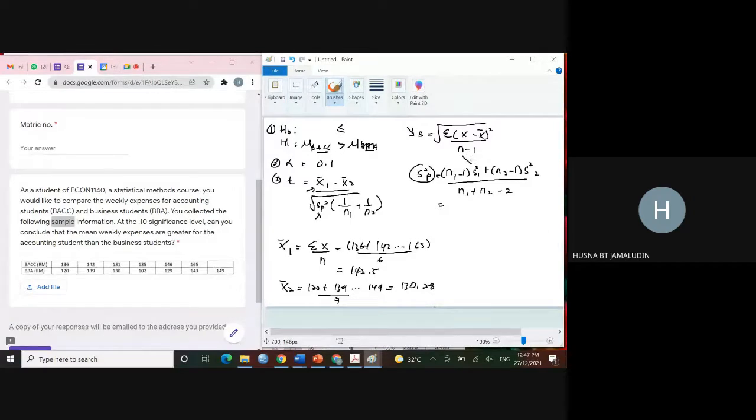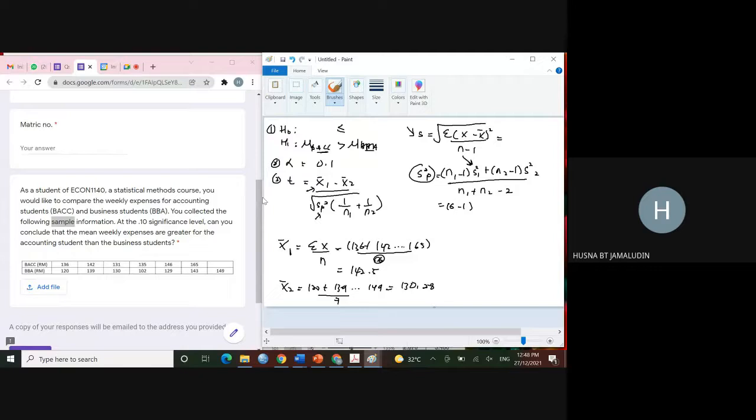That's why I put the standard deviation. It is actually here, but when you don't look at the pooled variance formula, you don't know why I put the standard deviation. That's fine. So n1, how many do we have? For number one, 6, right? You have 6 observations, so 6 minus 1, and then multiply with the standard deviation of the BACC students. So you have to take the x. What is the x? 136, right?